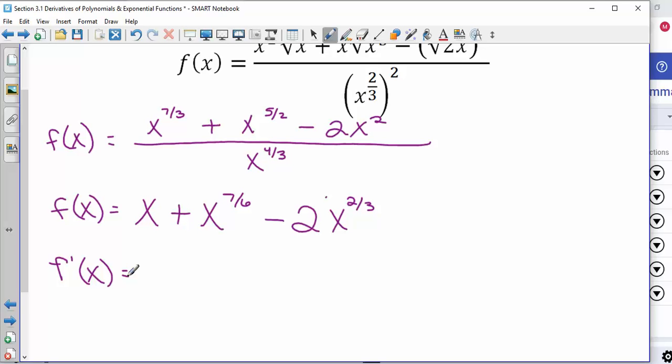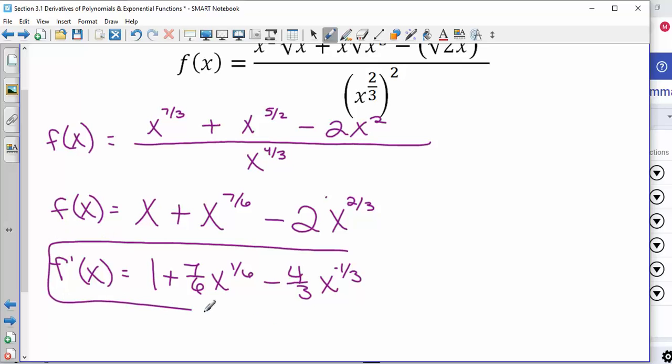What's the derivative of x? 1, plus exponent comes down, so 7/6 x. Subtract 1 from the power, so that will leave me with a 1/6. Minus 2 times 2/3 is 4/3 x, 2/3 minus 1 is negative 1/3. So algebra first, and then the derivative is really simple. Much easier to try to clean them up beforehand than trying to come up with some fancy method of getting the derivative otherwise. Questions?